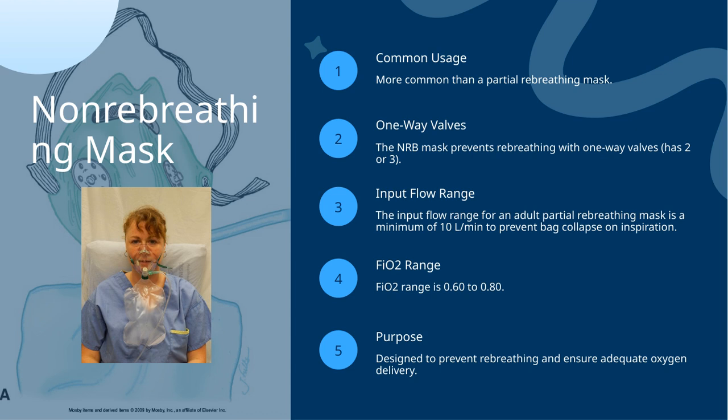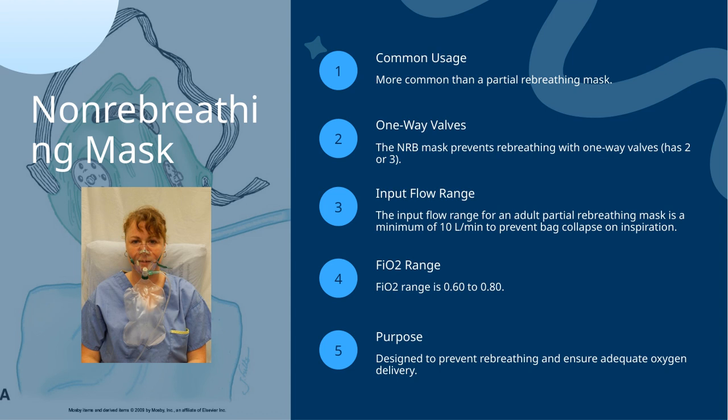In terms of input flow, for an adult using a partial rebreathing mask, you want to set the flow to at least 10 liters per minute. This helps prevent the bag from collapsing during inspiration, ensuring the patient always has a steady supply of oxygen.